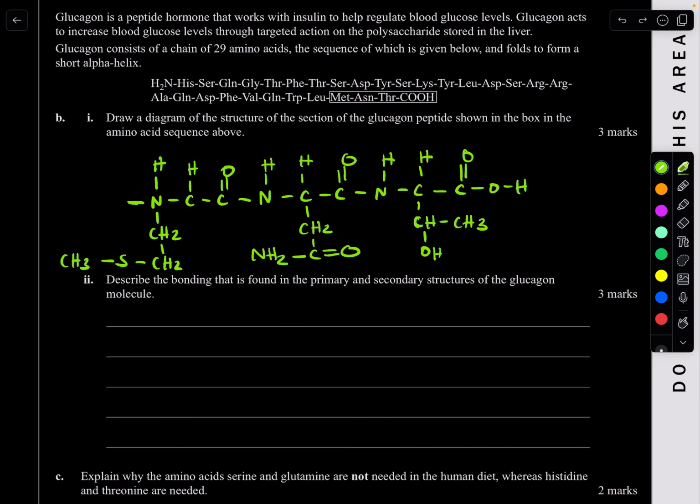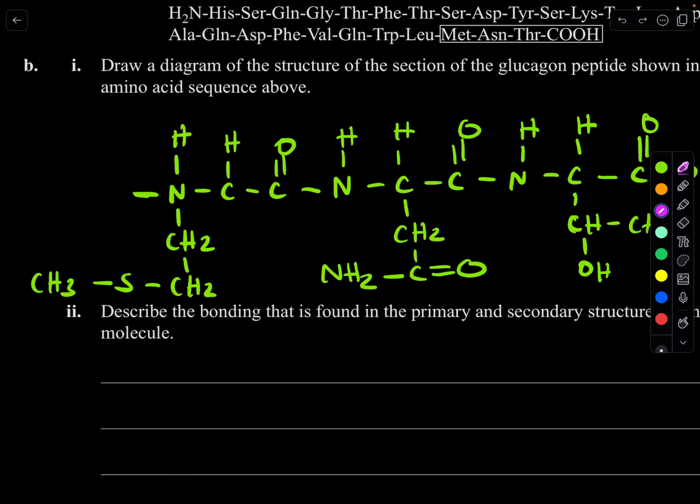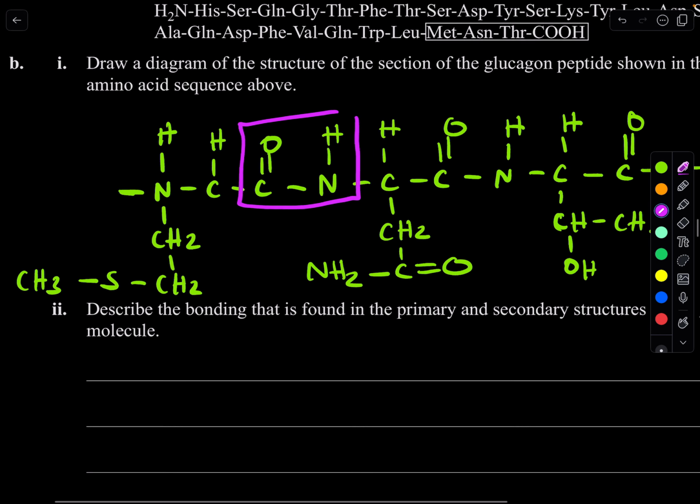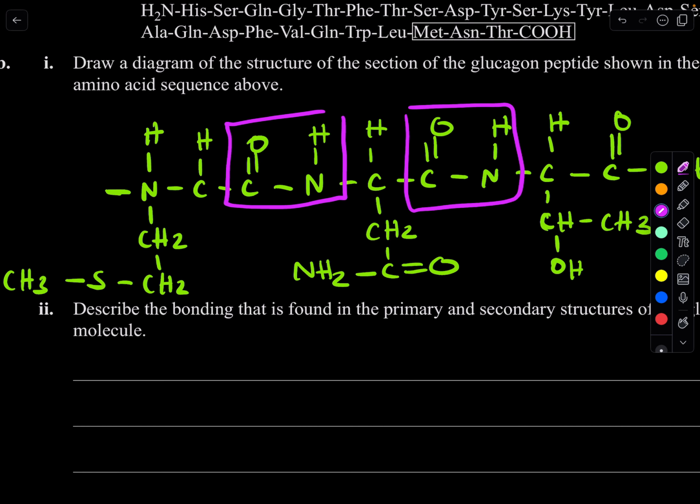Describe the bonding that is found in the primary and secondary structure of glucagon molecules. Okay, first of all, when we're talking about the primary structure, it's all about that peptide linkage. Those covalent bonds are our primary structure. For example, in this molecule, our peptide linkages, this part over here and this part here, create a covalent bond. They're actually covalently bonded, those peptide bonds. And that's what our primary structure does. It is this straight chain, and that's where our primary structure comes from.